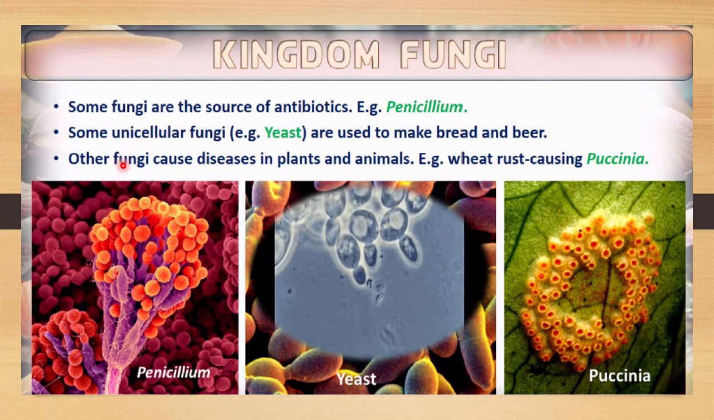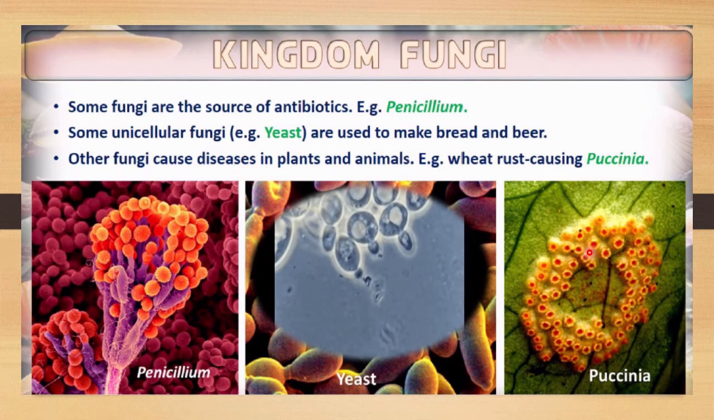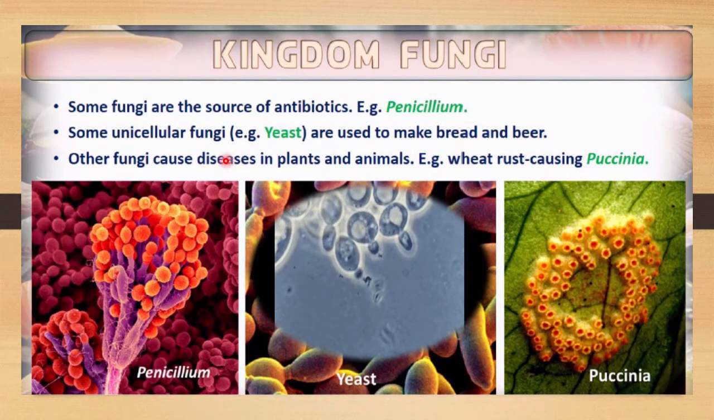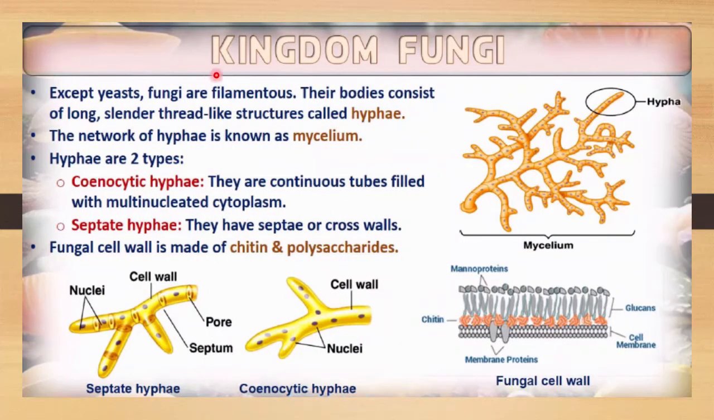Other fungi may cause disease in plants and even in animals. So here you can see an example. Here you can observe Puccinia fungi, which is responsible for causing wheat rust, a disease in wheat plants. Except yeast, fungi are filamentous. Here you can see the filaments, but they are not present in yeast. So yeast does not have any filaments. Except yeast, fungi are filamentous.